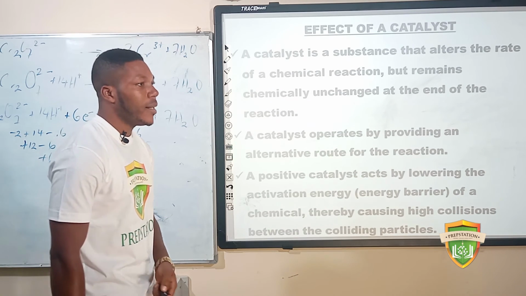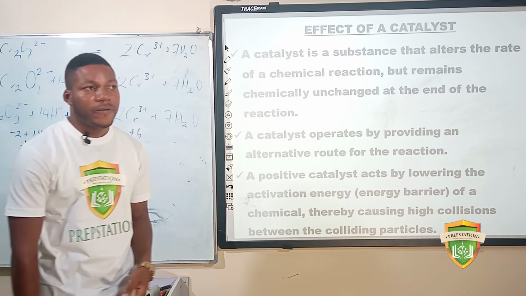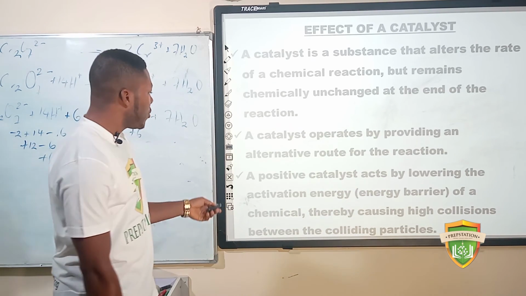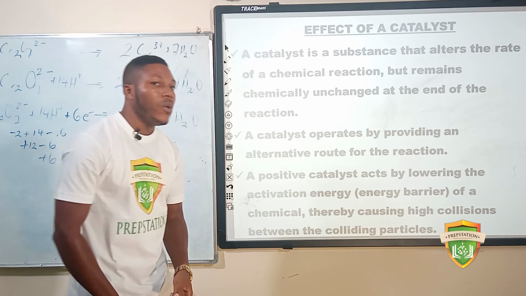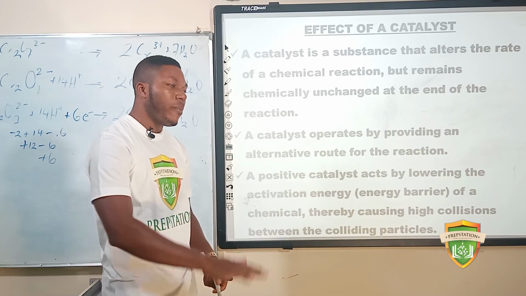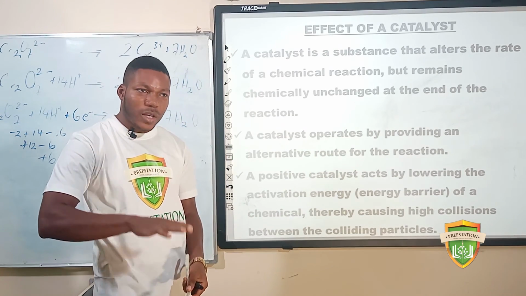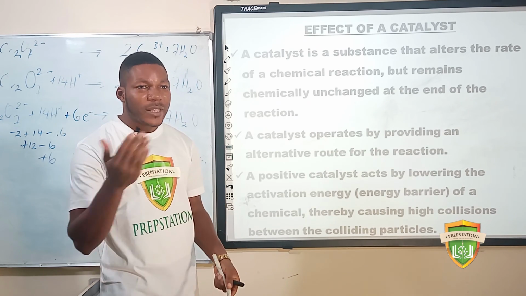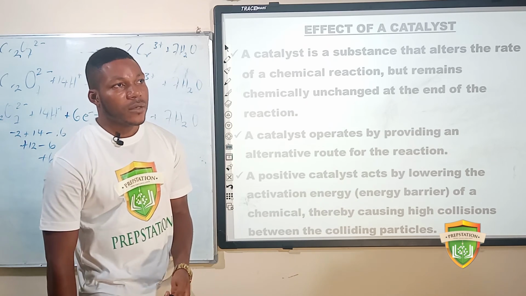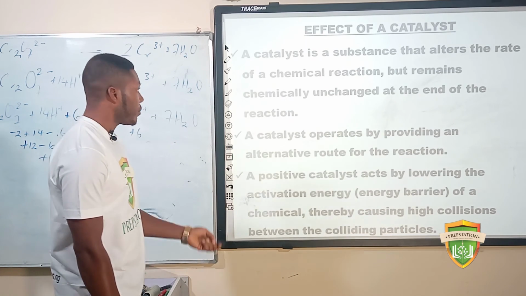We have two sets of catalysts, negative and positive catalysts. What are their functions? The function of a positive catalyst is to lower the activation energy, otherwise called the energy barrier of a chemical reaction, thereby causing more collisions between the colliding particles. That means that when the activation energy or energy barrier of a reaction is lowered, there is always a faster rate of collision of those particles for the reaction to occur.